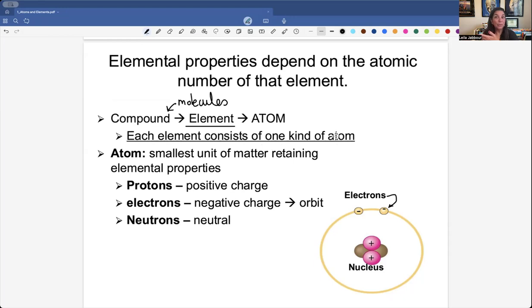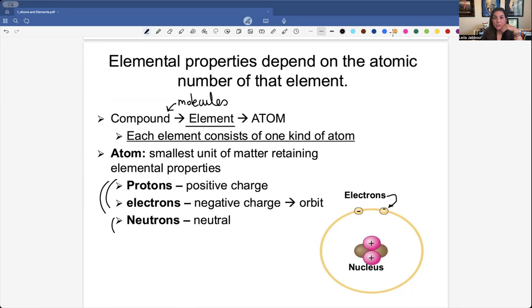So for example, the element of carbon, it's all carbon, it's the carbon atom, but there's slight variation between these carbon atoms, like carbon 12 and carbon 14 and carbon 16. So let's see what the differences are. Every atom is made of 3 subatomic particles: protons, electrons, and neutrons. 2 of them have charges, protons and electrons, and one of them is actually a neutral subatomic particle. Subatomic means it's even smaller than the atom. So these 3 subatomic particles come together to make the atom.